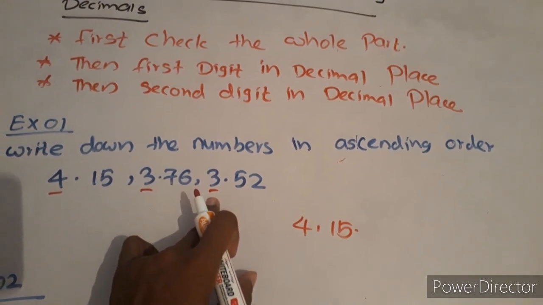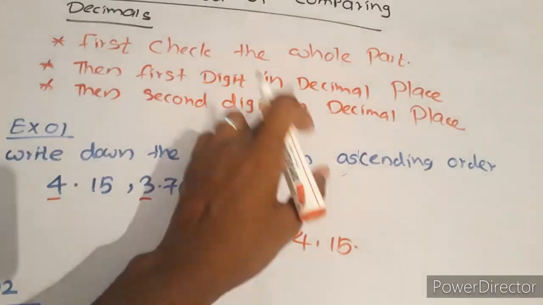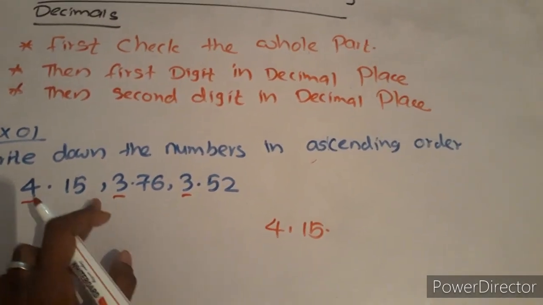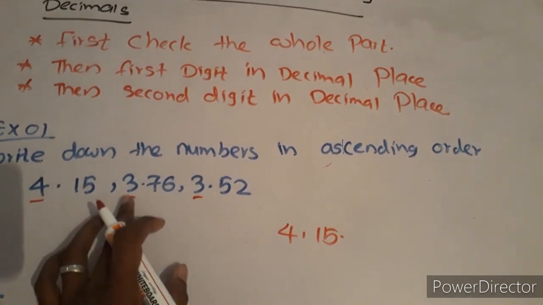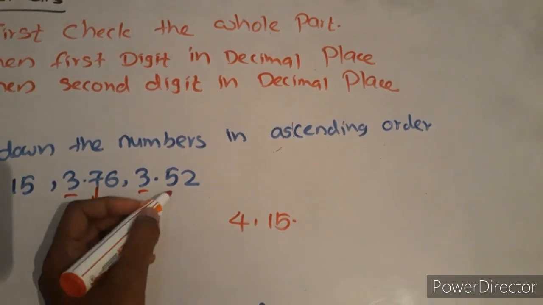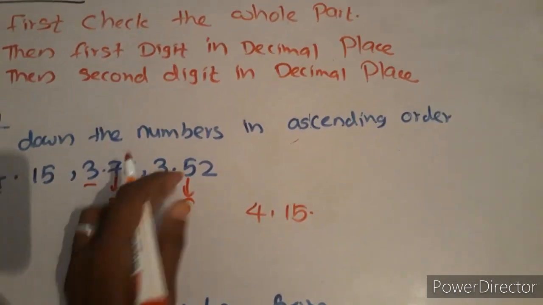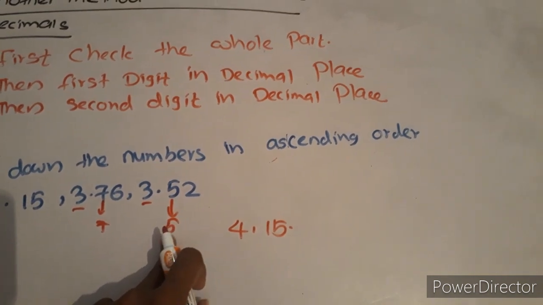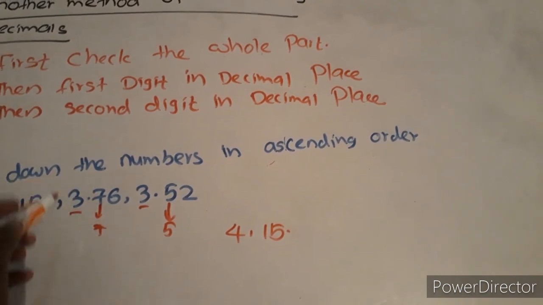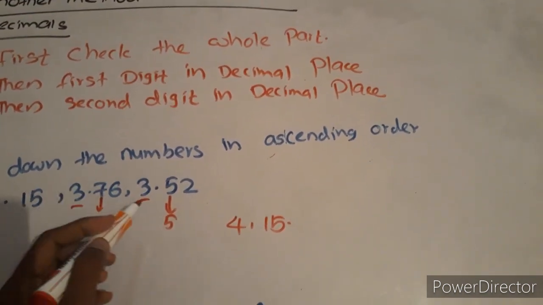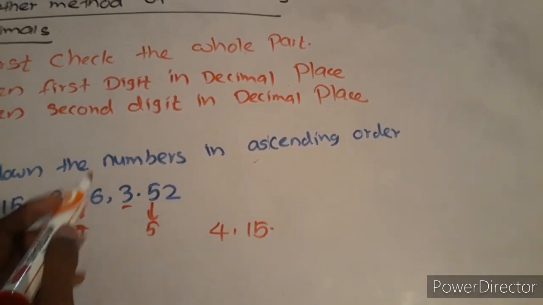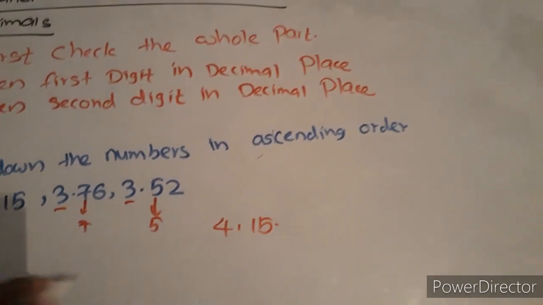Then what is the next step? Then the first digit in the decimal place. We have to check the first digit in the decimal place. Okay, what is the first digit? In 3.7 the first digit is 7. Here the first digit is 5. Then what is the greatest? 7 is greatest. So this number is greater than this number. We can decide it. Then what is the smallest number? This one, 3.52.